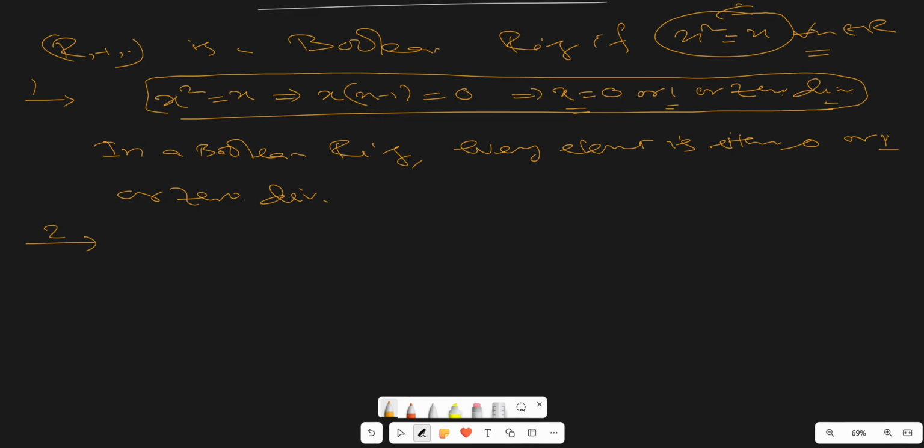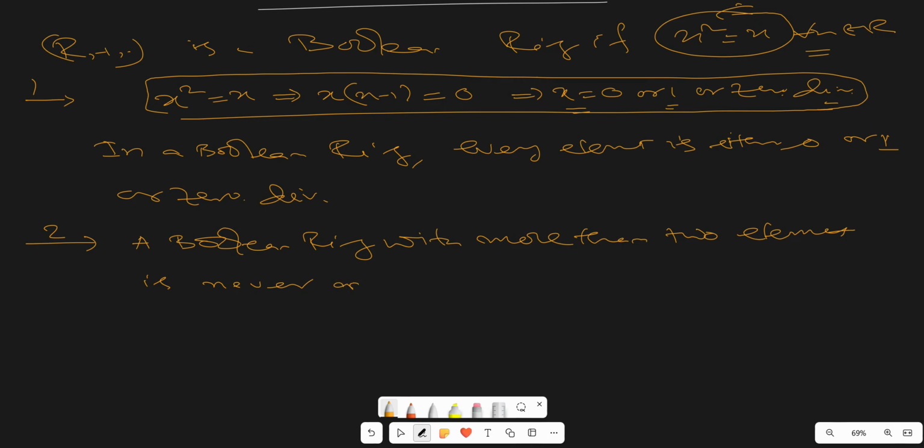So I am writing: a Boolean ring with more than two elements is never an integral domain, hence never a field. Are you getting it? Because if it contains a 0 divisor, it cannot be an integral domain. What is the definition of an integral domain? It does not have any 0 divisor. So if it contains more than two elements, it will contain at least one 0 divisor, so it cannot be an integral domain. And if it cannot be an integral domain, it cannot be a field, right?